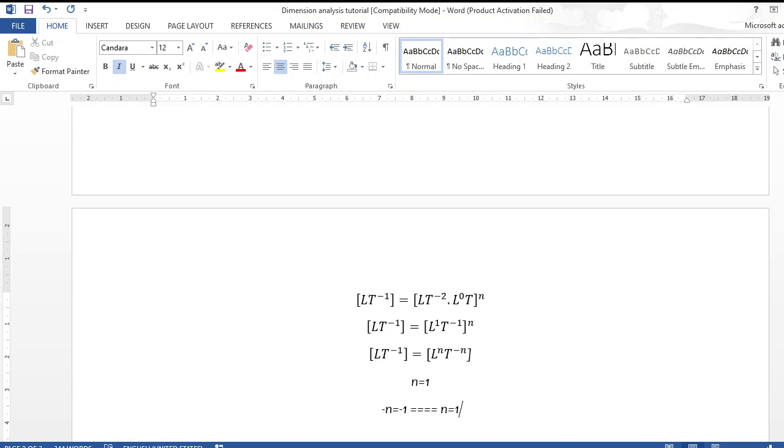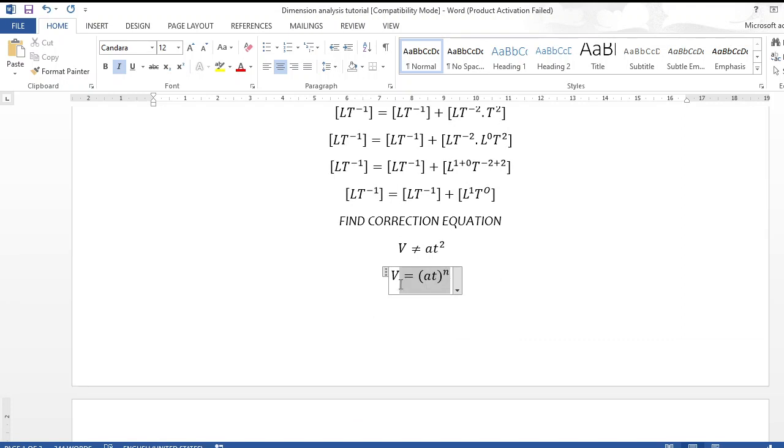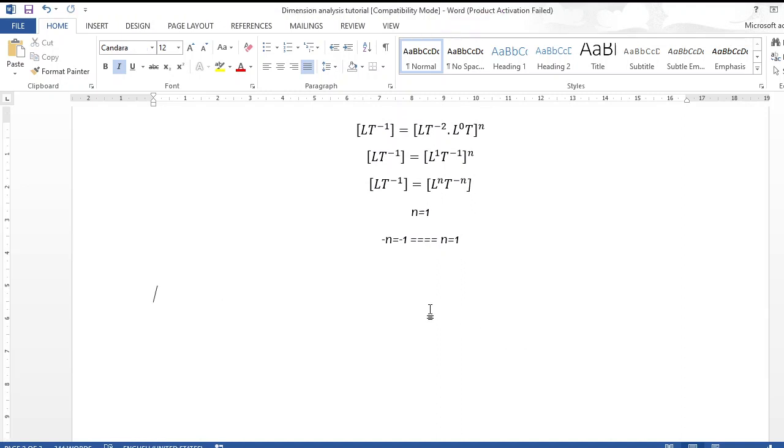So what it means is, in the equation which we had previously, n should be equal to 1. So we have at close bracket to the power 1. You can also write the equation separately, like v equals a to the power 1 t to the power 1, because a to the power 1 is the same as a and t to the power 1 is the same as t, then v equals at.